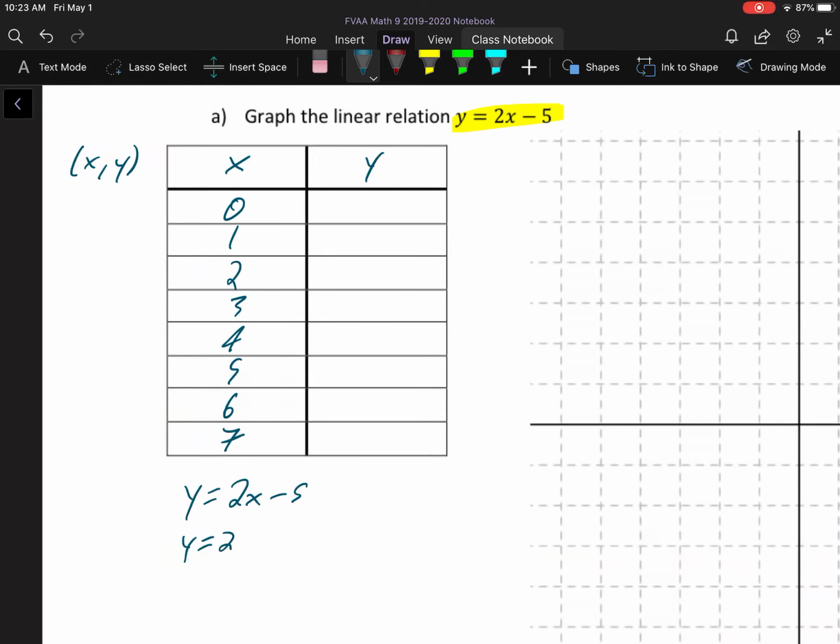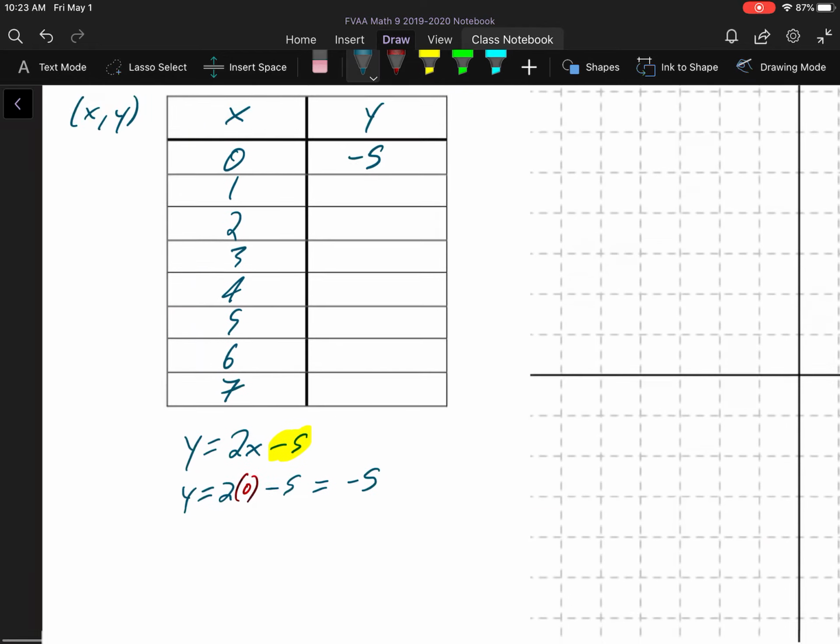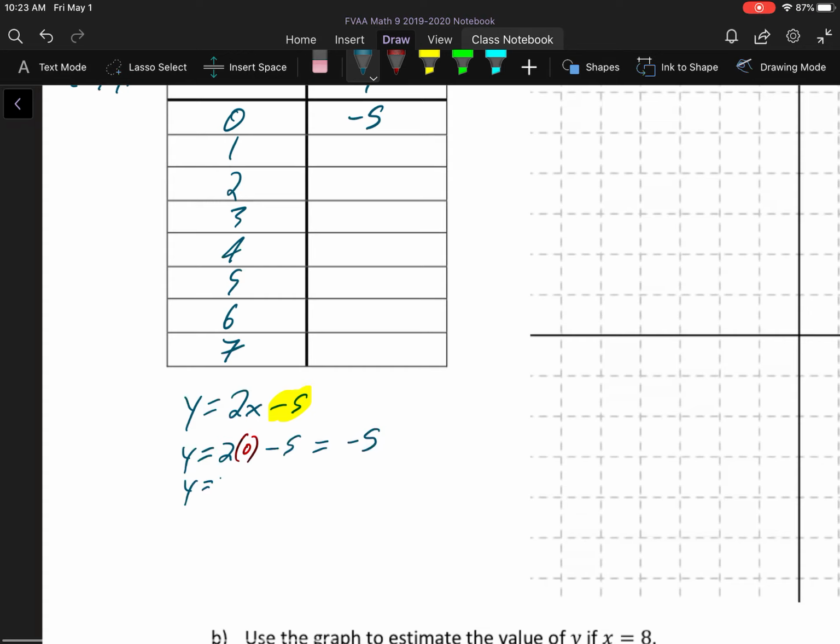This is 2 times 0 minus 5, which is equal to negative 5. So, negative 5, which makes sense, right? Because my initial value is when x is equal to 0, which is negative 5. So that makes sense.